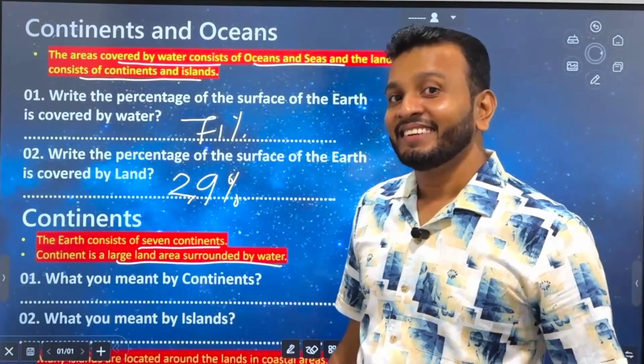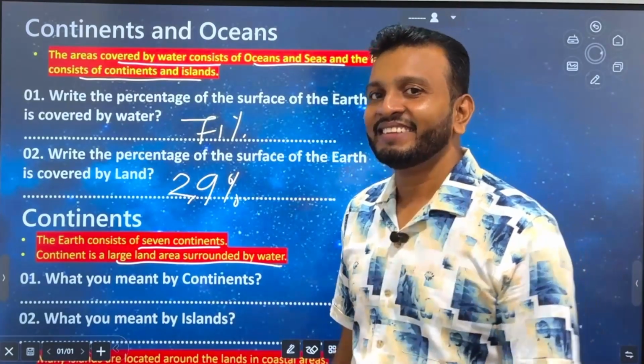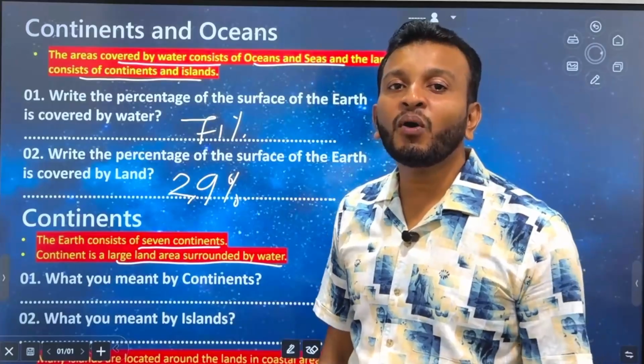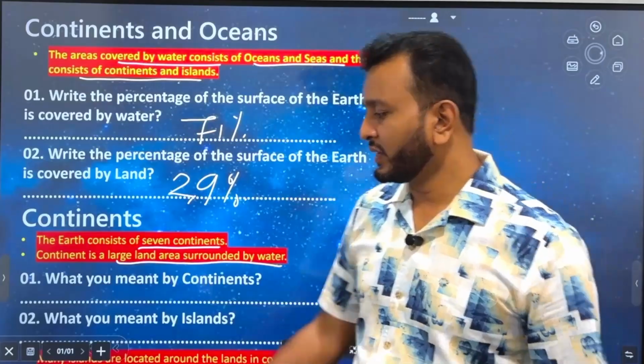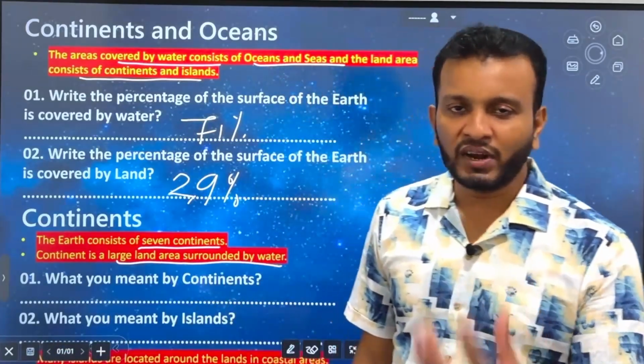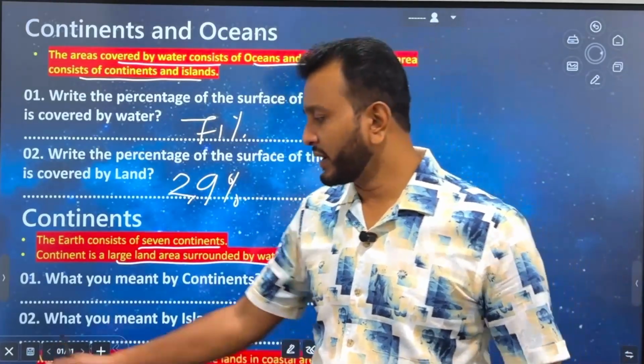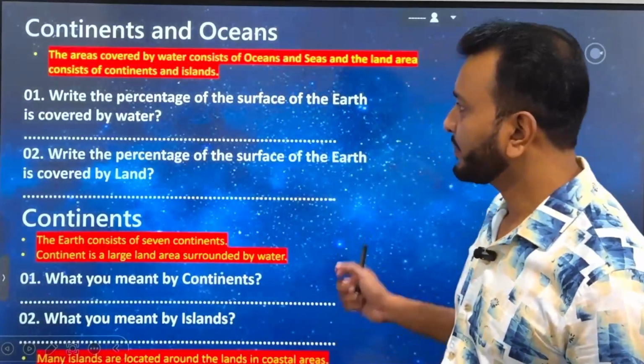Small land masses surrounded by water. Very good. Small lands which are surrounded by water. Small lands surrounded by water. Very good.